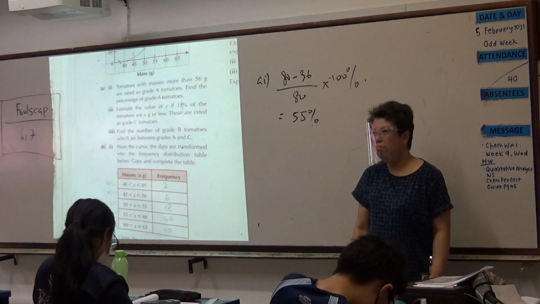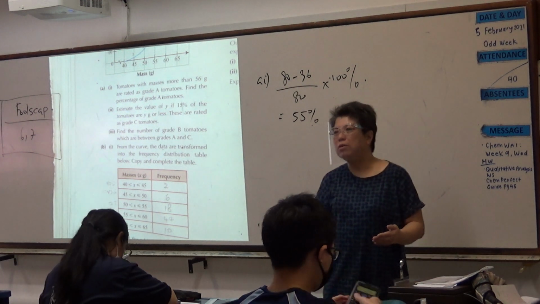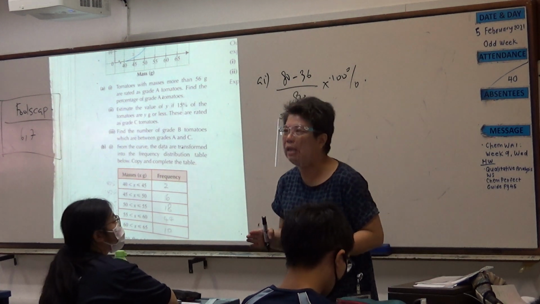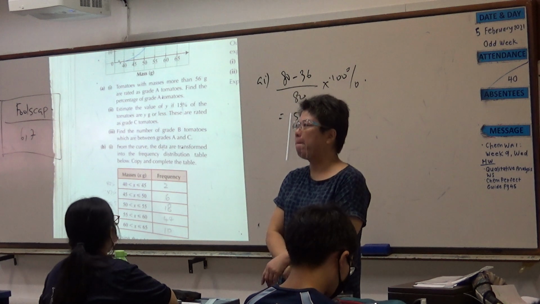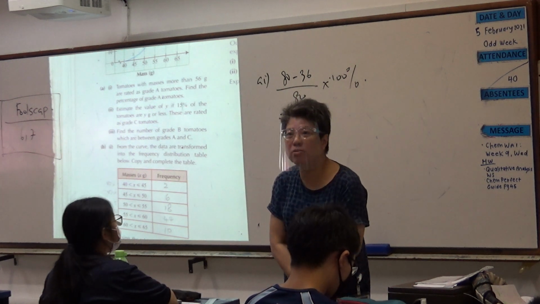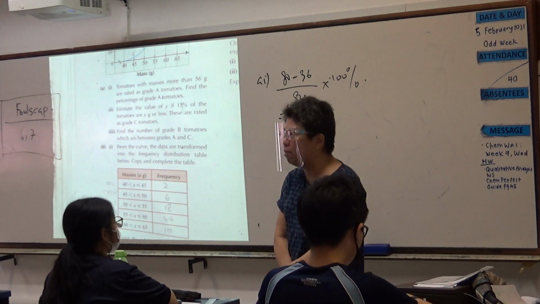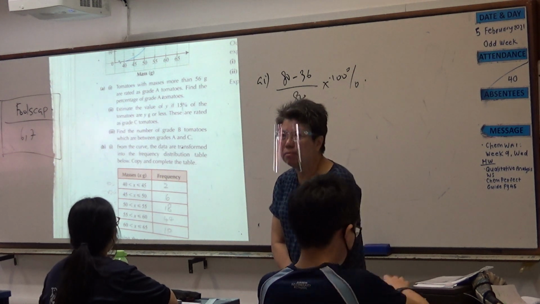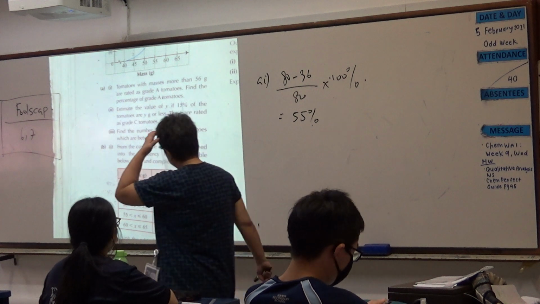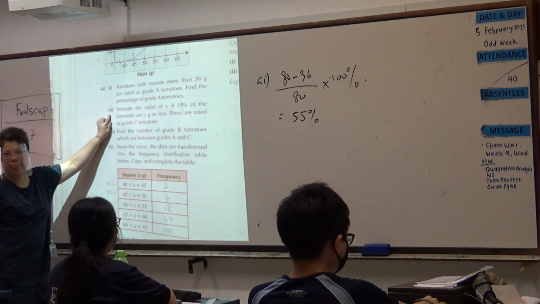Okay? Now, I just want to question you again. What do you think will be a likely mistake that a student will make? They forget to minus, right? They straight away take that one, right? Then they are not finding grade A, or they're finding grade, I don't know what kind of tomato. Understand? Okay. Part 2. Let's look at part 2.